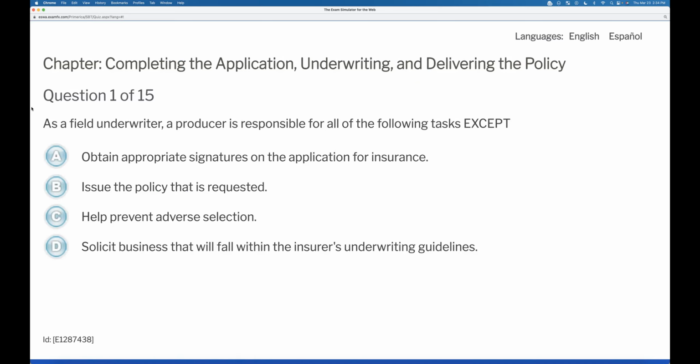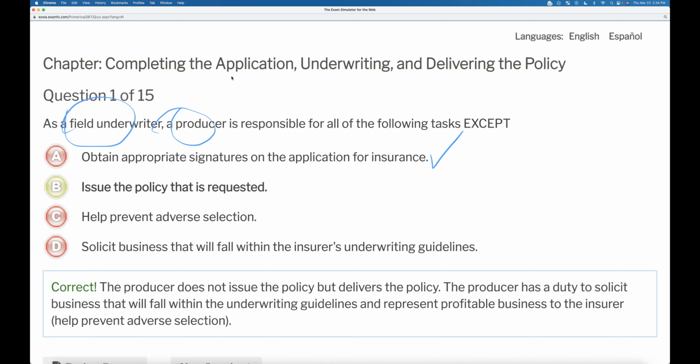As a field underwriter, a producer is responsible for all of the following tasks except... Honey, I really don't like the "except" questions. As a field underwriter, a producer is responsible for all of the following tasks except. We had this before. Yes, field underwriter and producer is the same thing. B? Yes, B, it's B. Good job.